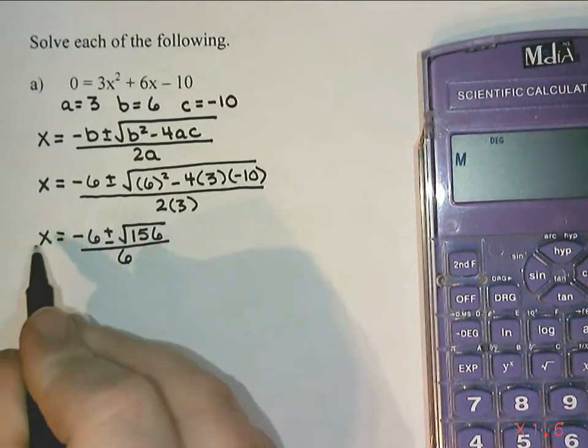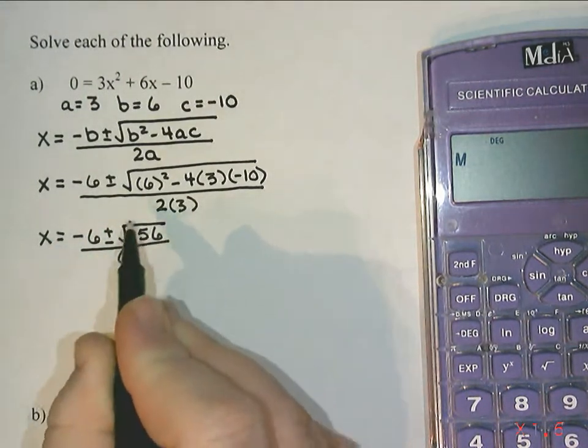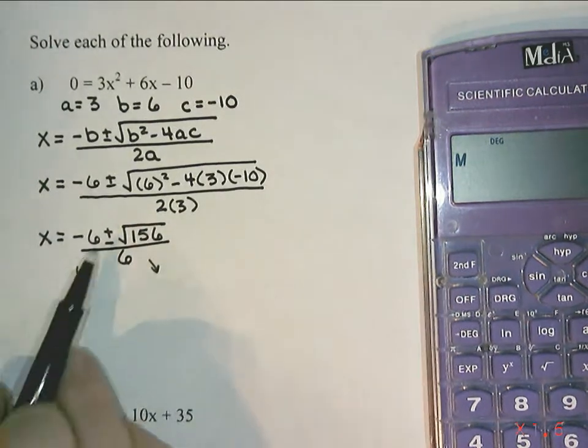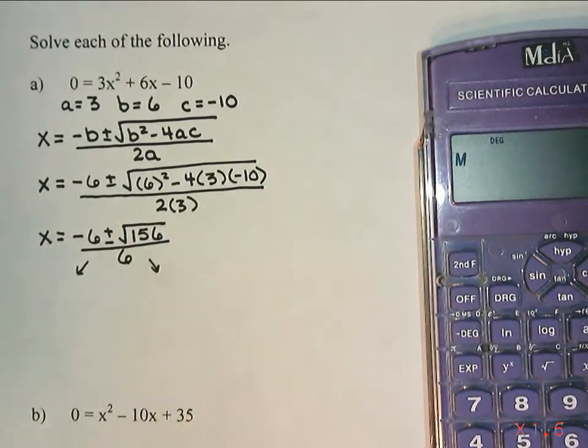So I'm actually going to get that by working this out on my calculator. Now, because I have the plus and minus there, it gives me 2 different answers.